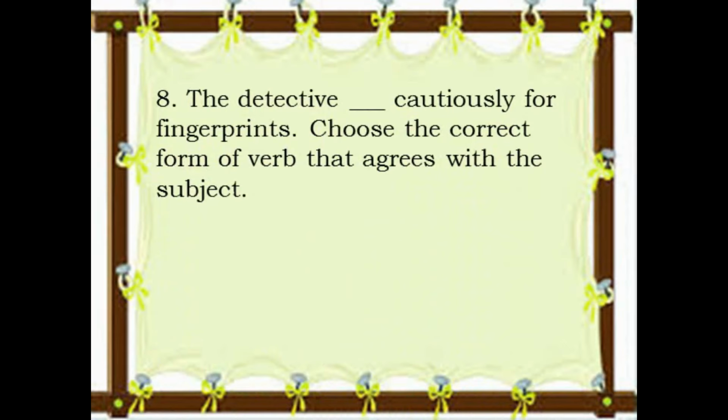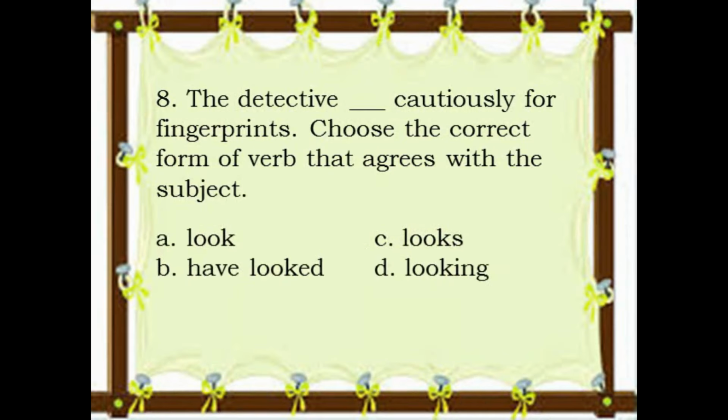Number 8. The detective cautiously blank for fingerprints. Choose the correct form of verb that agrees with the subject. A. Look. B. Have looked. C. Looks. D. Looking.